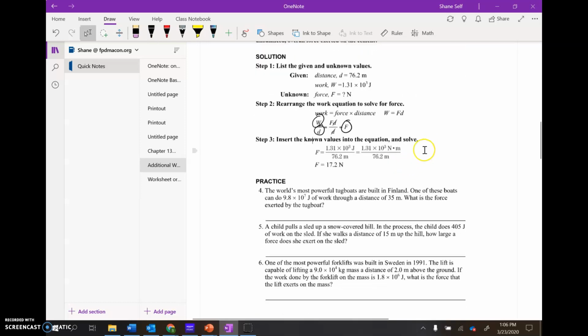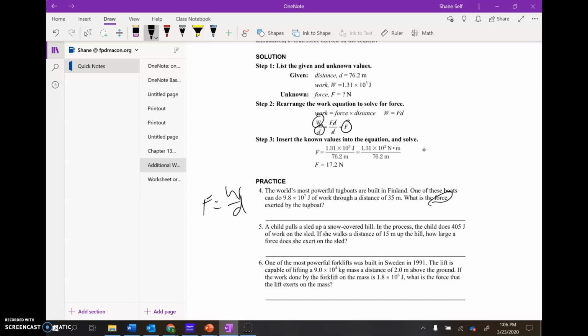So let's do that. The world's most powerful tugboats are built in Finland. One of these boats can do 9.8 times 10 to the 7th joules of work through a distance of 35 meters. What is the force exerted by the tugboat? It's exactly what they want right there. So force is equal to work divided by distance.